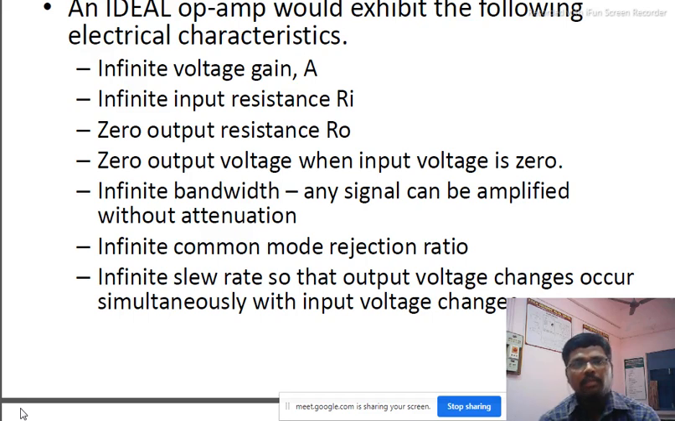Therefore, how can you define an ideal amplifier? If an op-amp exhibits these characteristics, automatically that op-amp is called ideal.